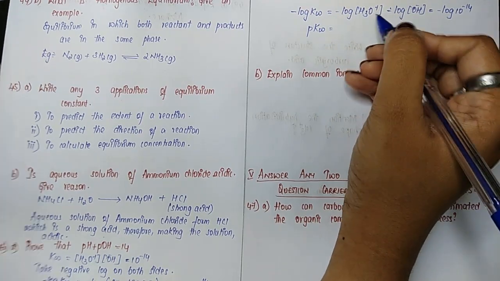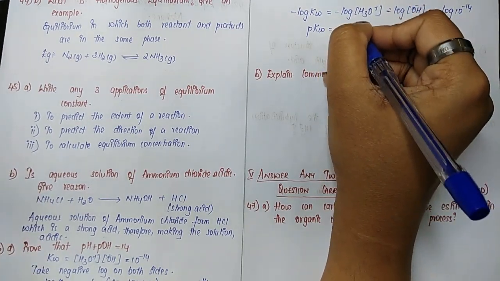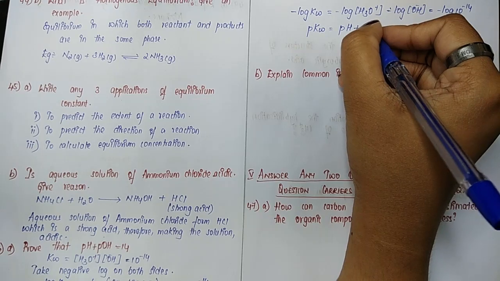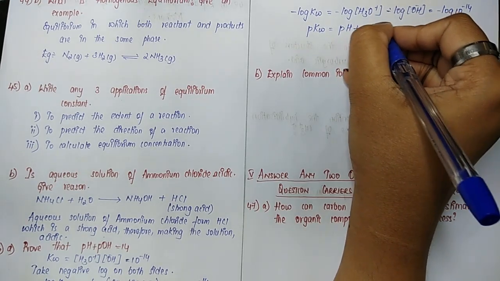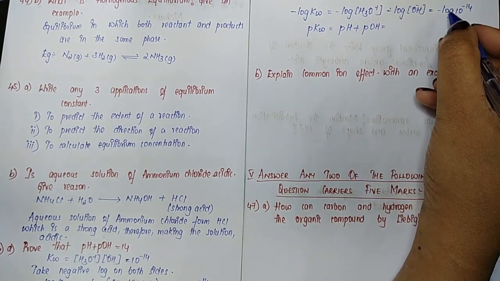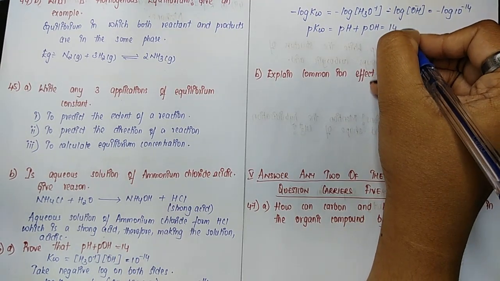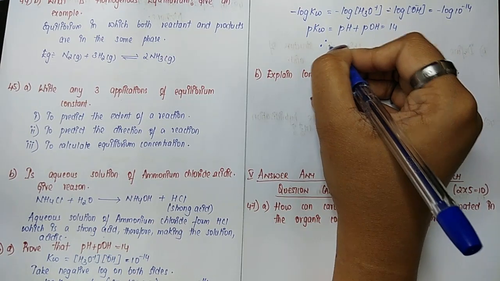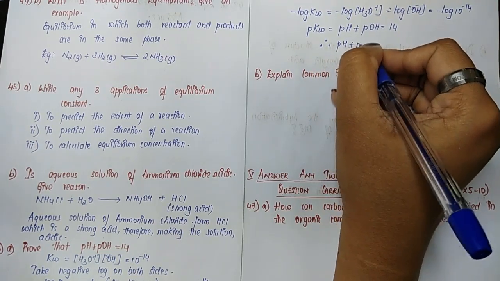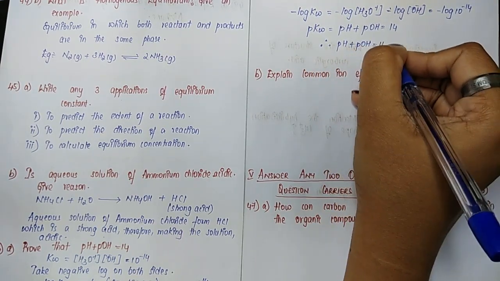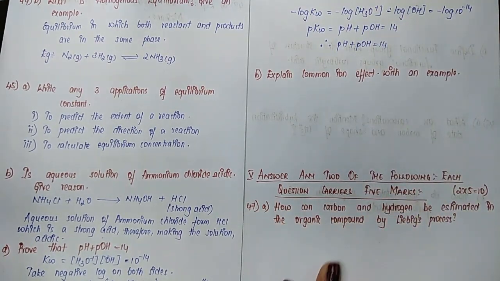Minus log of H3O+ is nothing but pH. Minus log of OH- is nothing but pOH. When we solve this, minus of minus 14 will give 14. So therefore we can tell that pH plus pOH is equal to 14. We can prove it by this method.